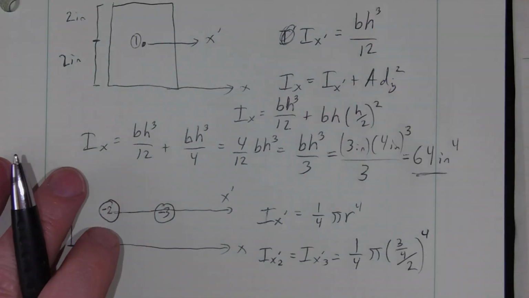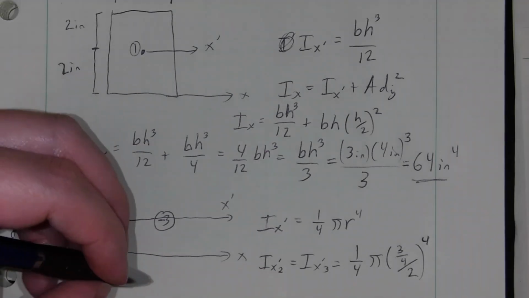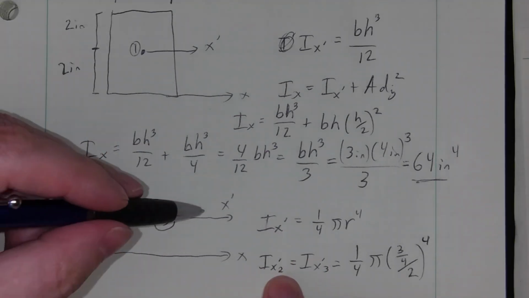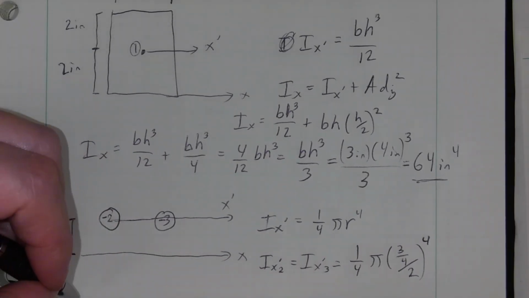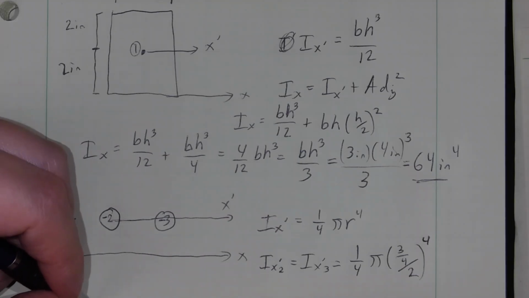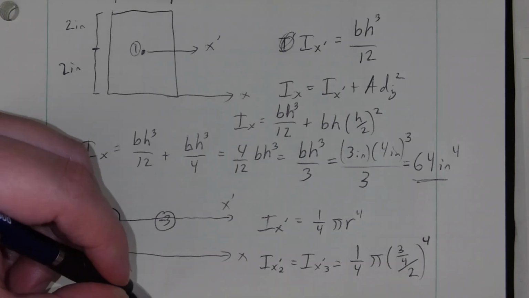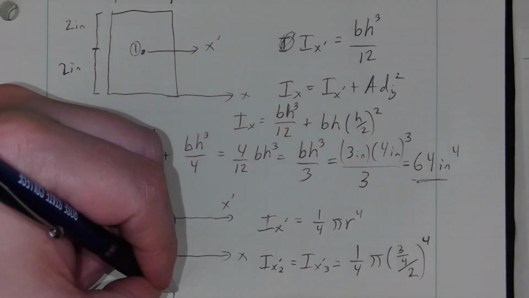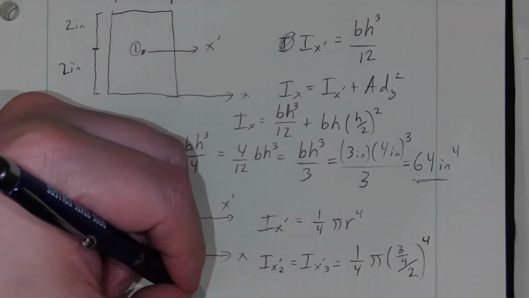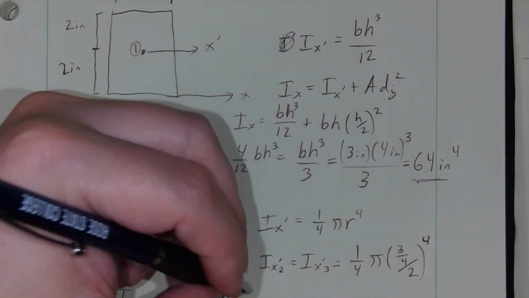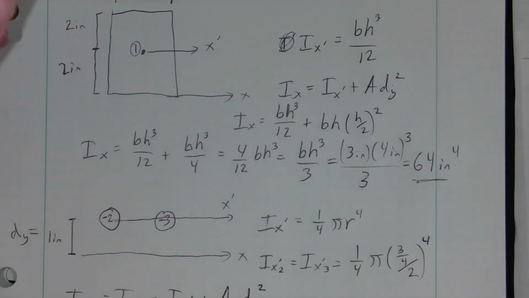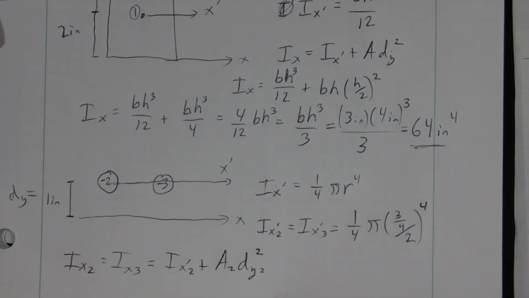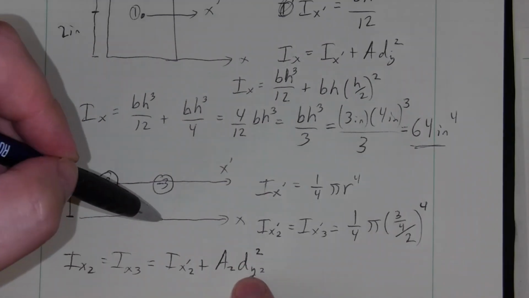And then again, that's the moment of inertia about this axis, the centroidal axis through those circles. I need to know the moment of inertia about this axis down here. So Ix2, which is going to be the same as Ix3, is going to equal this Ix prime 2 plus the area of 2 times d sub y for 2 squared, and it's the same for both 2 and 3. They're both the same area because they're the same diameter, and they're both the same distance from this x-axis, d sub y.